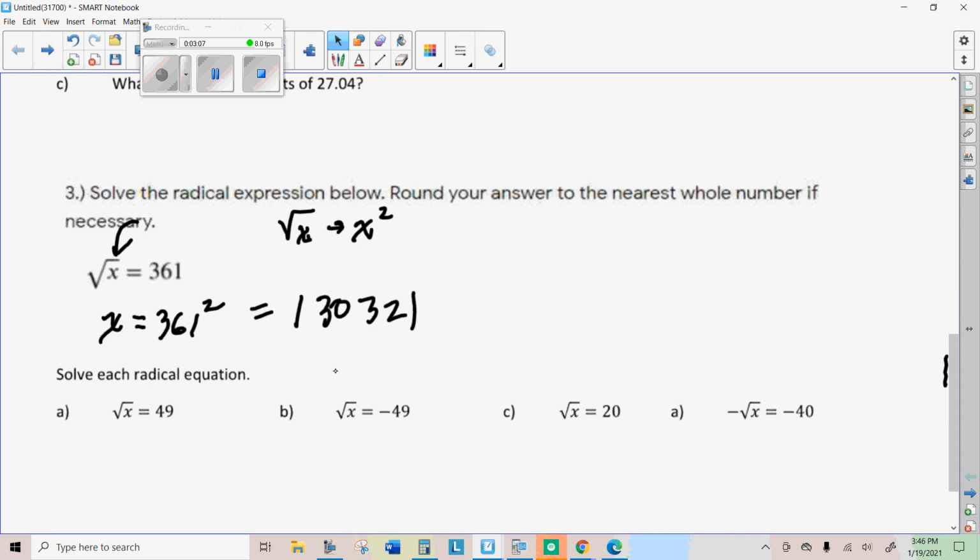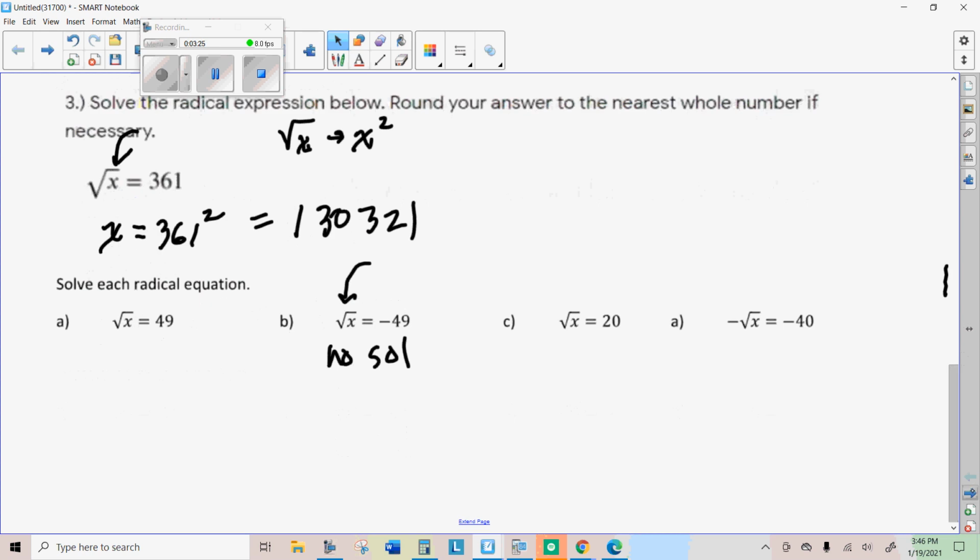Now be careful here. A positive square root cannot equal a negative number. So for this problem here, there'll be no solution because you're doing the positive square root of x. You need a negative sign in front of that to do the negative square root of x.